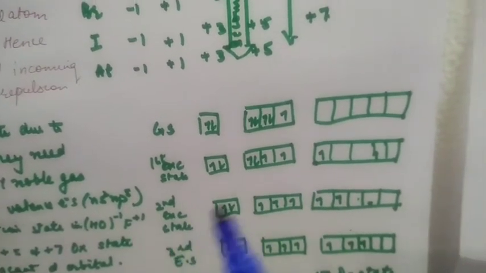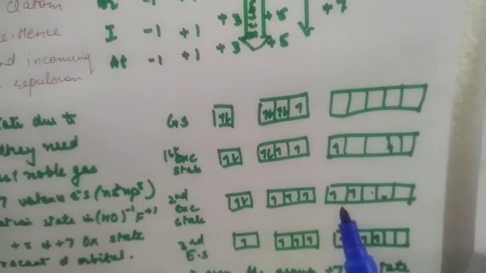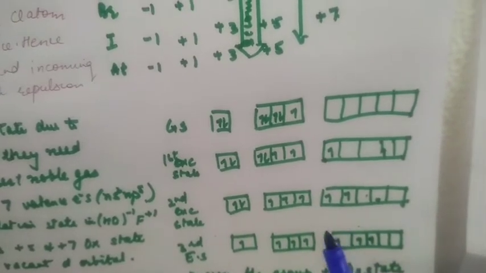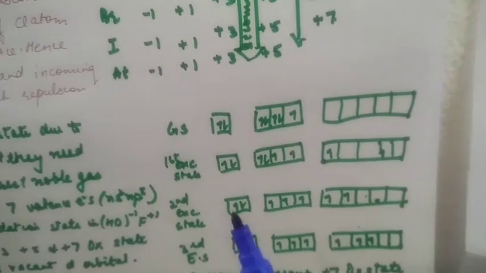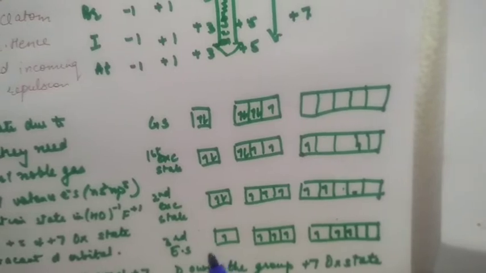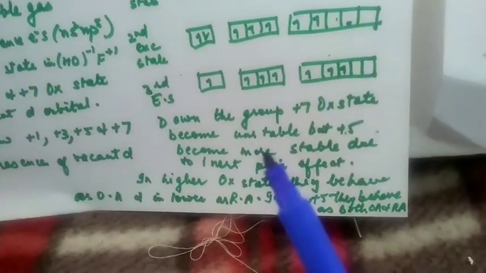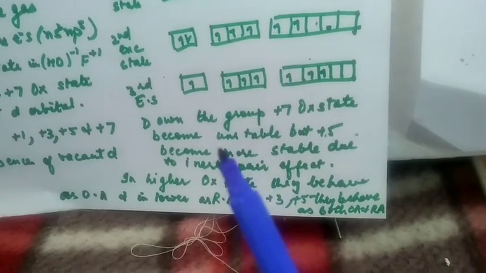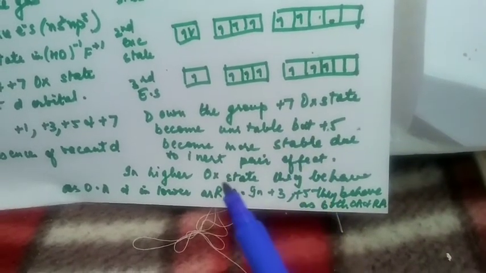Similarly, in the second oxidation state, along with this, an electron also jumps to the d subshell, which is vacant, and as a result there are 5 half-filled orbitals, and it can show +5 oxidation state. If the s electron also jumps to the empty d orbital, then there are 7 half-filled orbitals, and it can show +7 oxidation state. Down the group, the +7 oxidation state becomes unstable, but +5 becomes more stable due to inert pair effect.